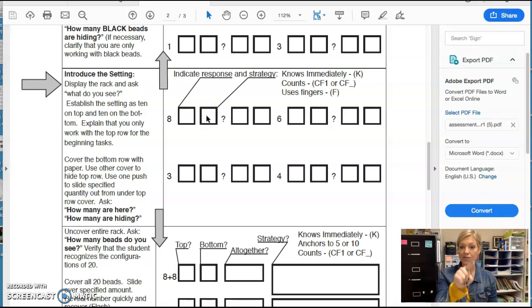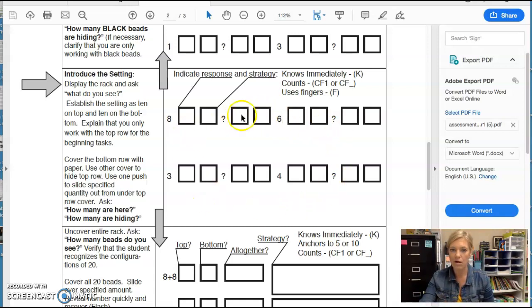If they had to physically count it, so some kids are going to physically touch it with their finger, or even if you see they're kind of head bobbing and they're counting, you have to write a C here. This is for that initial what they can see of the beads, those 8 that you're showing them. This next box here is how many they think are hiding. So if they get it correct, you're just going to put an X there. If they give you a different number, you're just going to put whatever number they say in this box. And then again, if they do any counting, you must put a C here. If they just do the answer, put a K.